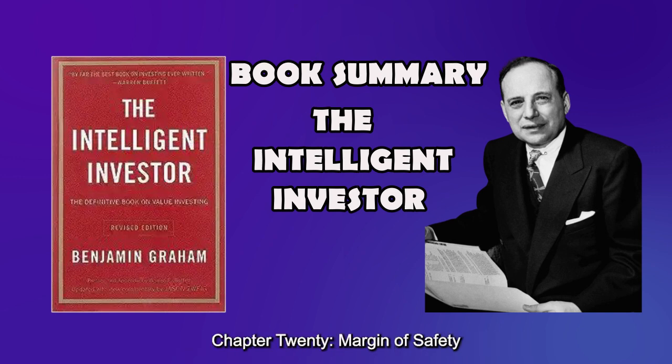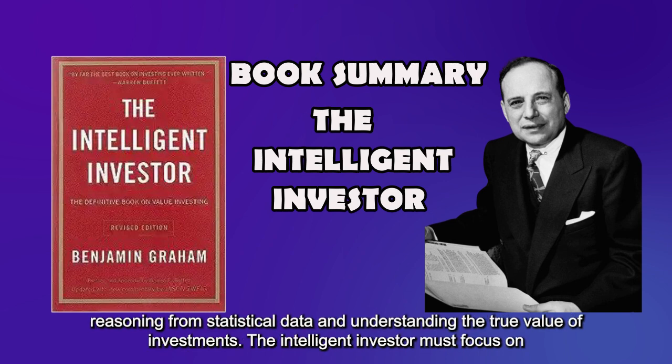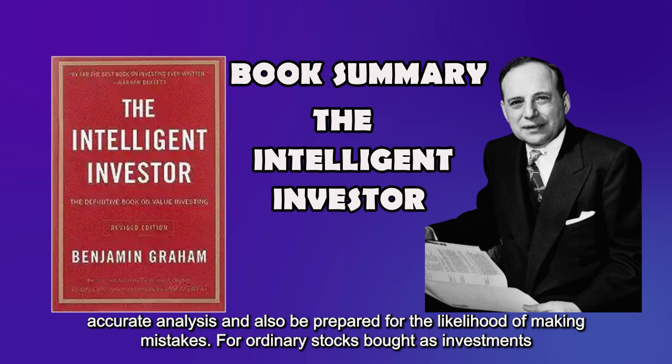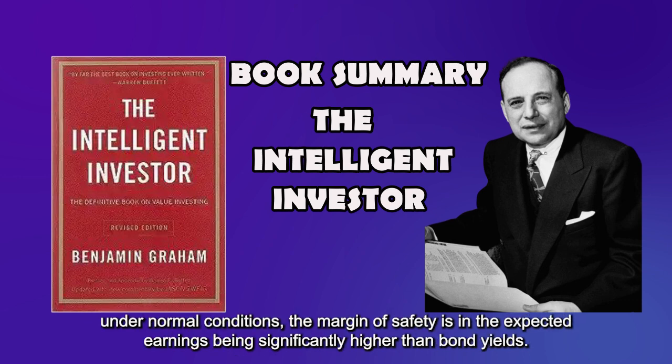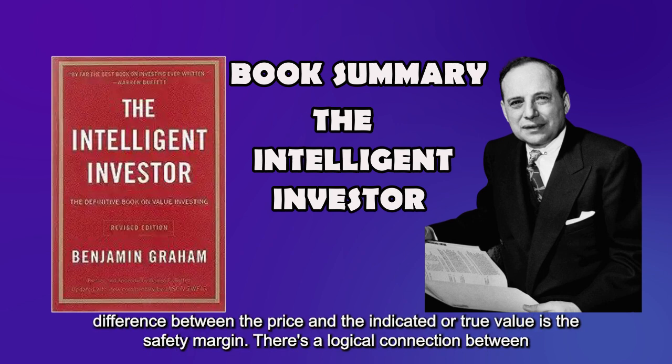Chapter 20. Margin of Safety. The central idea in this chapter is Graham's concept of the margin of safety. He bases this idea on arithmetic reasoning from statistical data and understanding the true value of investments. The intelligent investor must focus on accurate analysis and also be prepared for the likelihood of making mistakes. For ordinary stocks bought as investments under normal conditions, the margin of safety is in the expected earnings being significantly higher than bond yields. This concept becomes even more pronounced when applied to undervalued or bargain securities. In such cases, the difference between the price and the indicated or true value is the safety margin.